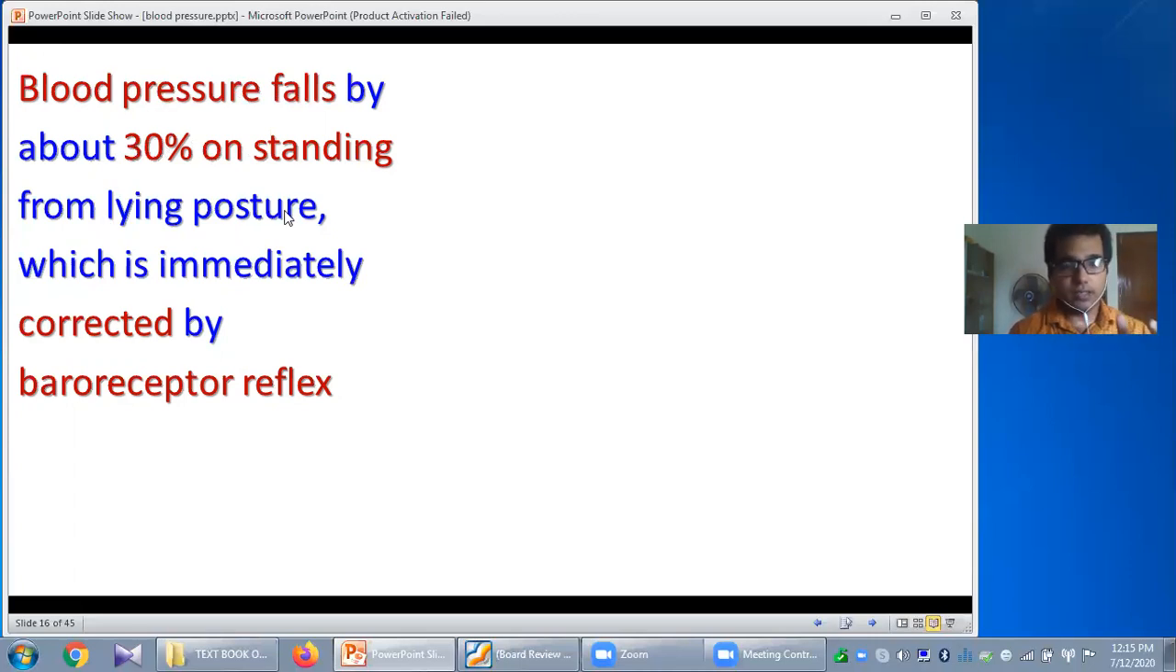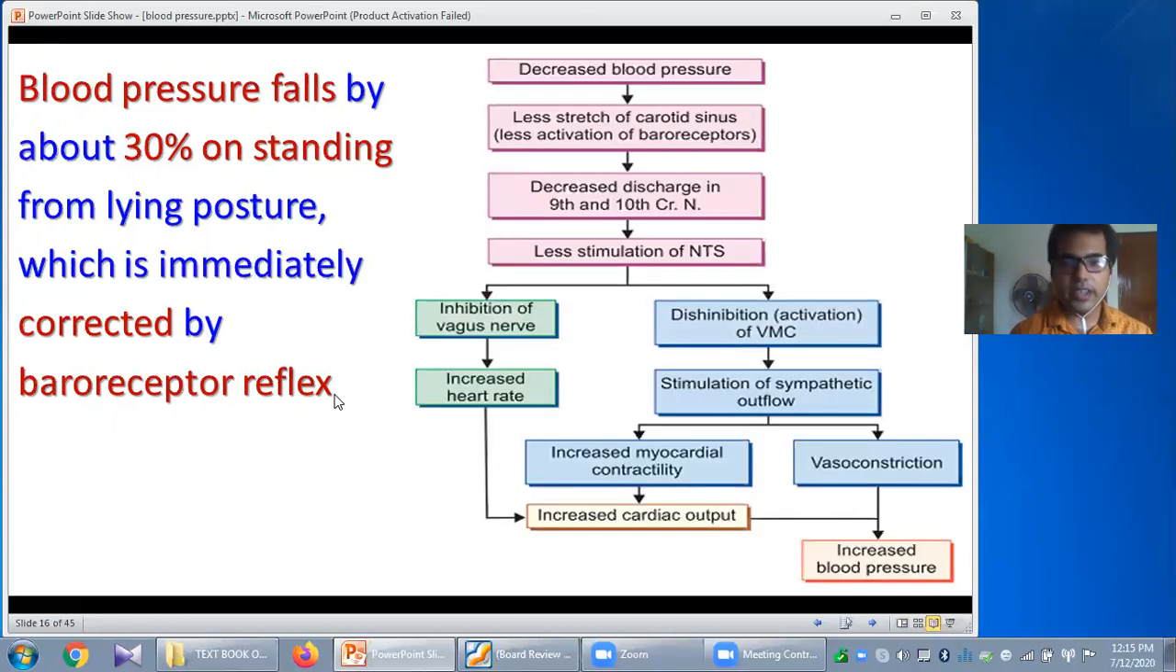So this is very dangerous. If your blood pressure suddenly falls by 30% due to the sudden change of posture from lying to standing, this acute fall of blood pressure may cause shock. But do you face the shock? No. Thank God, there is a baroreceptor feedback mechanism, which immediately corrects it by the baroreceptor reflex. So here is the mechanism by which this baroreceptor feedback mechanism prevents the acute fall of blood pressure, or prevents shock, during the change of posture from lying to standing.